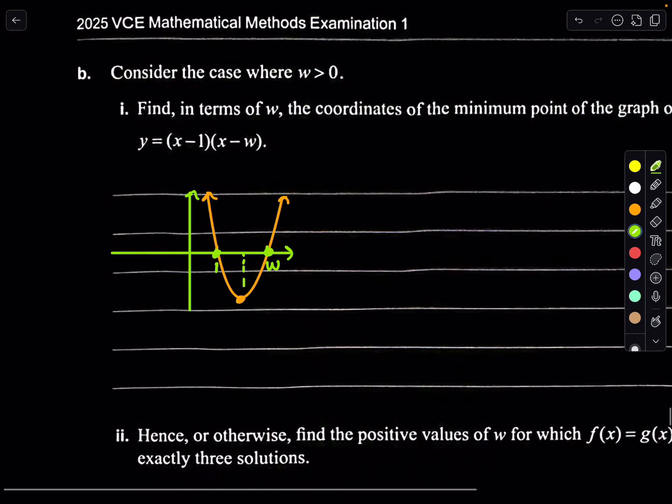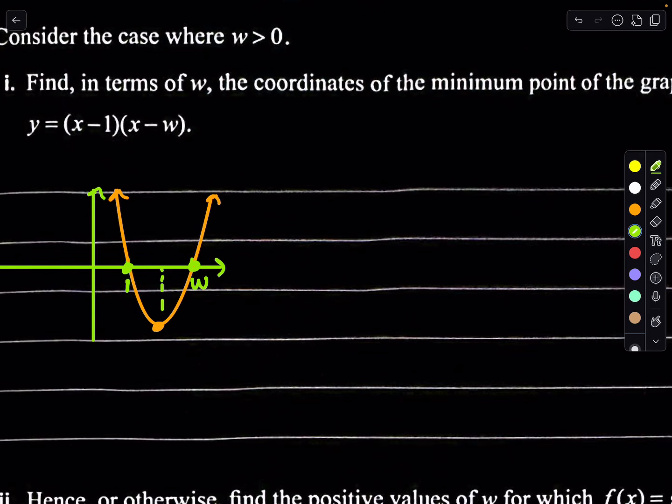So how do you find the midpoint? Easy. You just add those values and divide by 2. So for example, this one's w plus 1. You add those values, and don't forget you divide it by 2. And so this here is the x value of your minimum turning point.